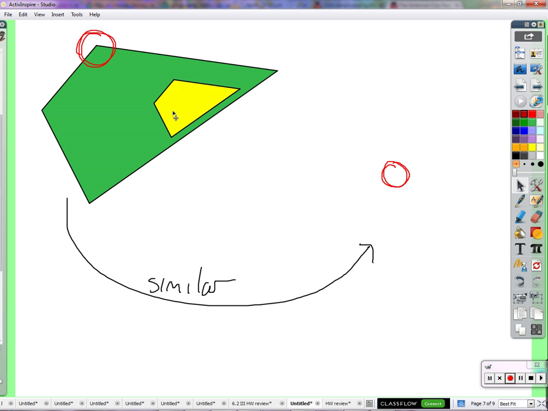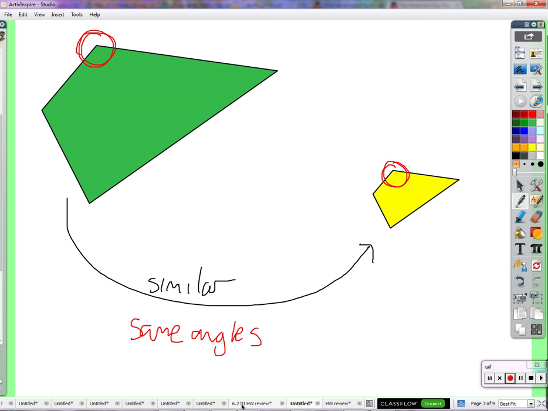What about those two angles? These ones and those ones, all the same. So even though not everything is the same, the angles turn out to be exactly the same. Okay? So similar figures: they don't have the same sides, but they have the same angles. All the angles are the same. That's something about similar.